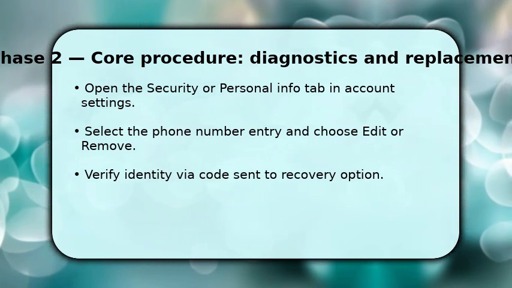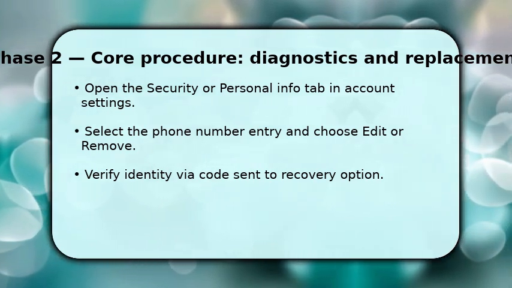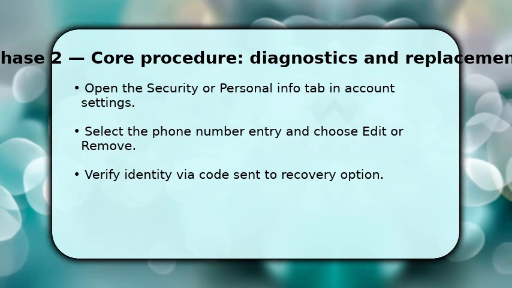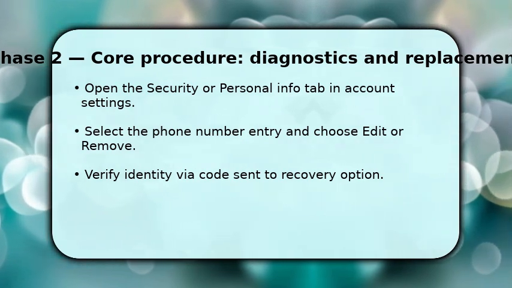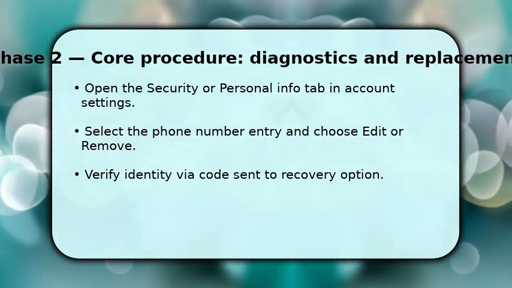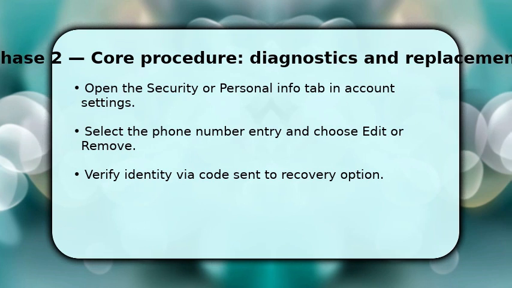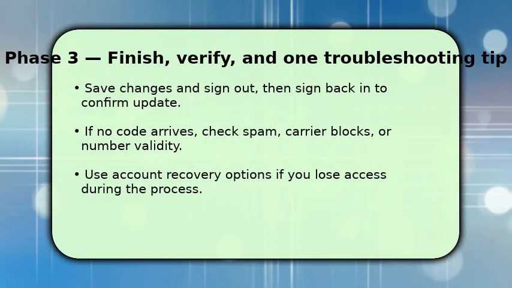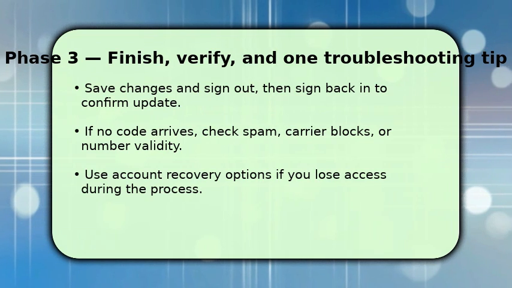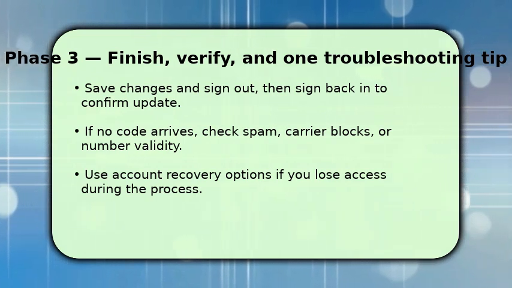Enter that code promptly. This step prevents unauthorized changes and links the new number to account recovery, so it's important you complete verification for the change to take effect. Finally, save the updated phone number and sign out, then sign back in to confirm Yahoo shows the new contact.